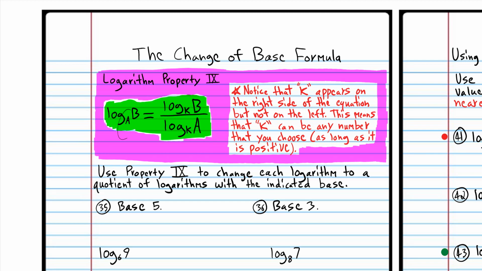Notice here we have a base A logarithm, right? That's a base A logarithm. But on the other side of the equation, we have a base K logarithm. Where did K come from? There's no K on this side, so what is K? Well, K is actually any base we want it to be. I know that sounds strange, but yes, K can be any number you want it to be.